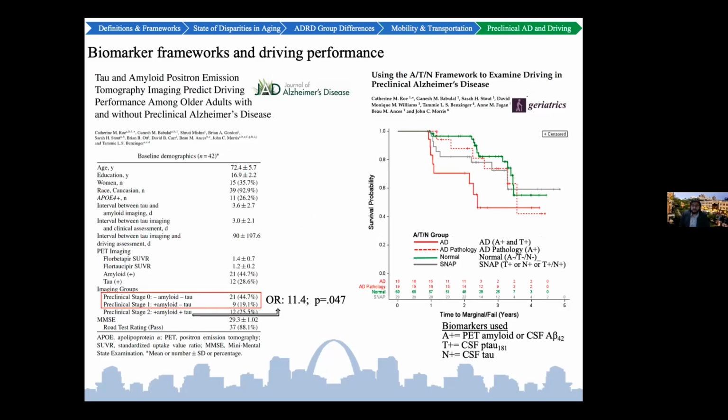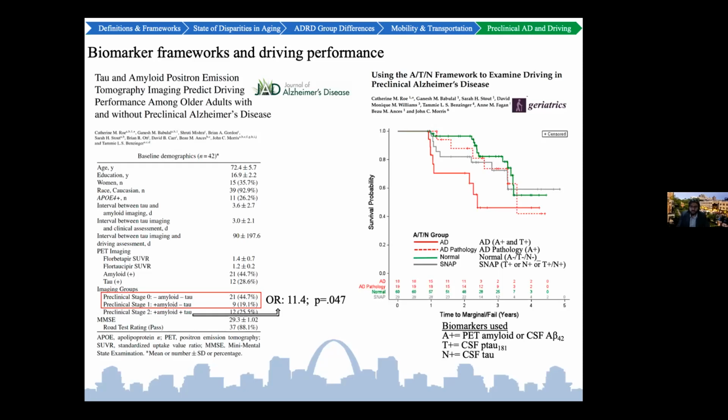So the abundance of biomarkers affords us an enriched perspective to look at AD pathology. In the study to the left, we used the trichotomous scale from Sperling's 2011 paper to examine whether or not baseline tau and amyloid PET imaging predicted subsequent driving performance. Given the small sample size, we had to combine stages 0 and 1 into a single group and compare those to stage 2. But what we found was that among our CDR 0 older adults, those with both cerebral amyloid and also tau pathology were 11 times more likely to receive a marginal or fail rating on the road test compared to those with either pathology or neither pathology.